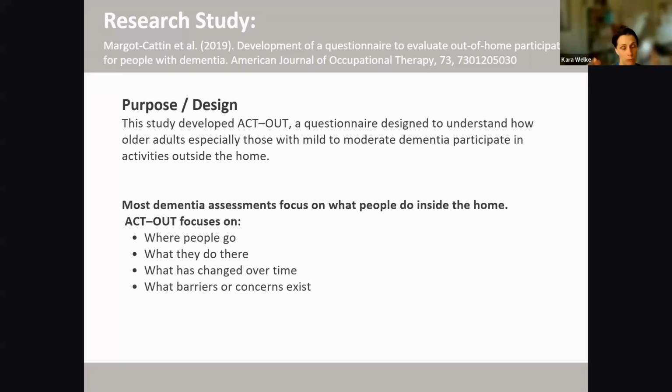And then eventually they really don't go out at all. So this is just a really good tool that we can use to help support independence, social connection, cognitive stimulation, all of that kind of thing, and figure out what did they used to do, why aren't they doing it, and how can we get them to be able to do that.